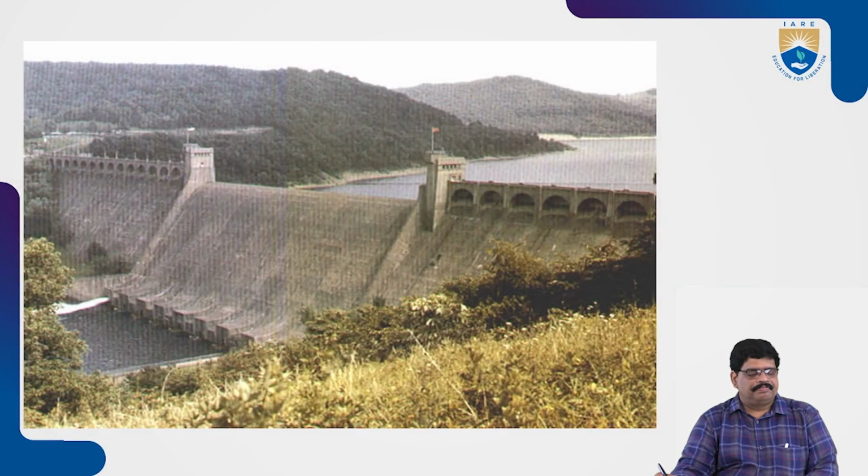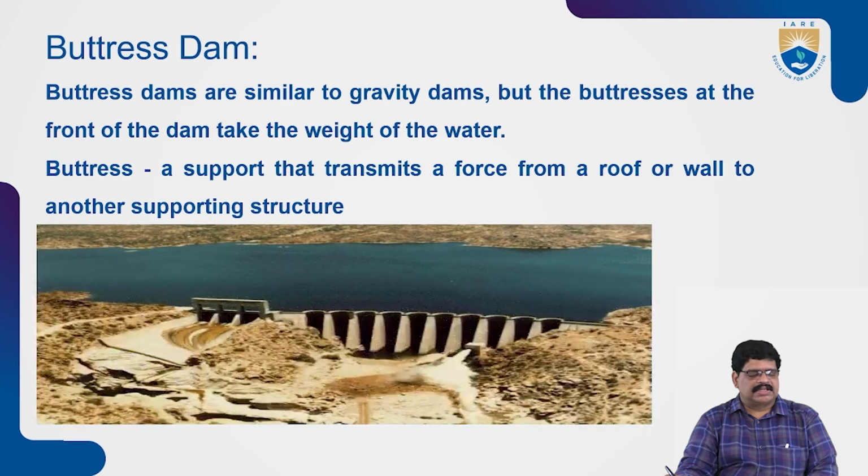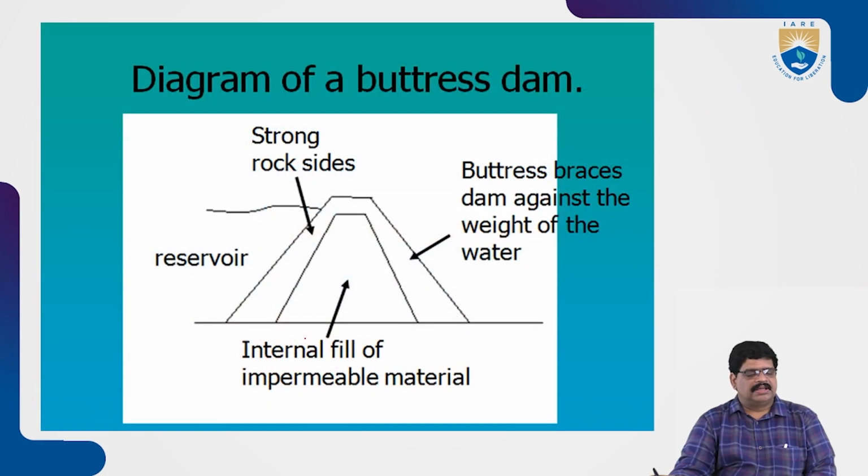Next is the buttress dam. What is a buttress dam? A buttress dam is similar to a gravity dam, but the buttress is at the front of the dam to resist the weight of the water. The buttress is supported to transmit the force of the roof to the wall and other supporting structures. Let us see the buttress. The buttresses will be provided like that, as shown before. Buttresses are constructed on the upstream side. So this is the buttress dam.